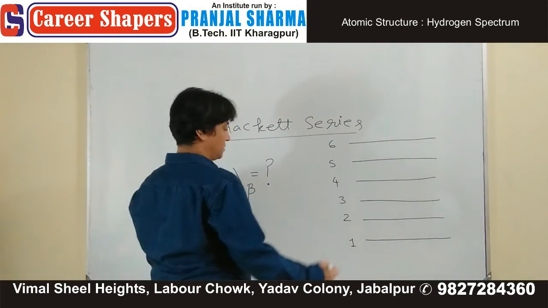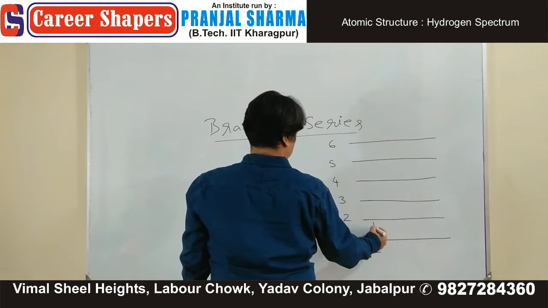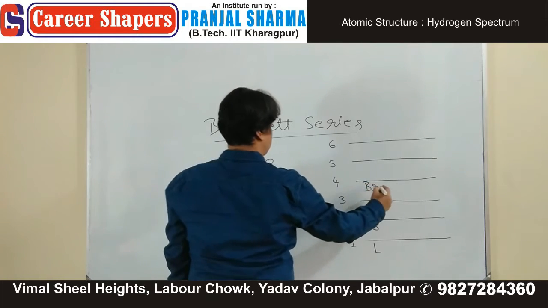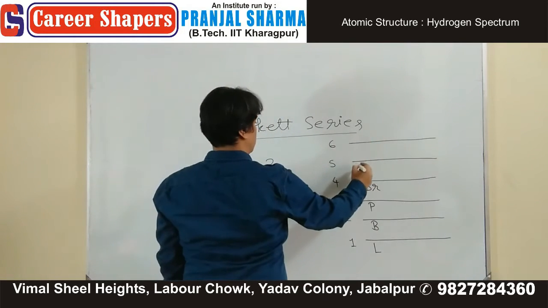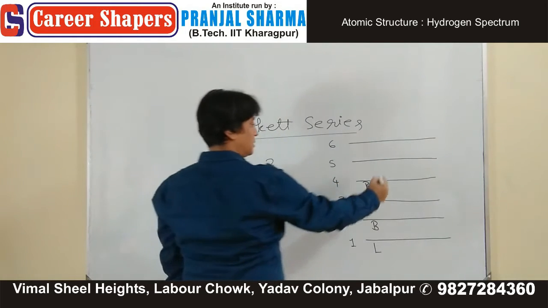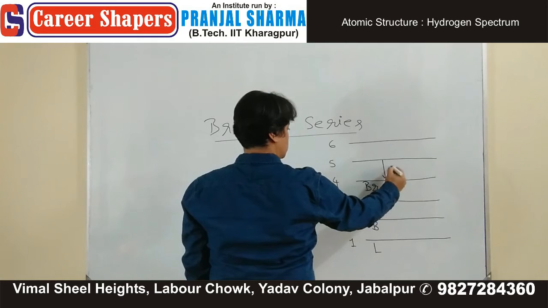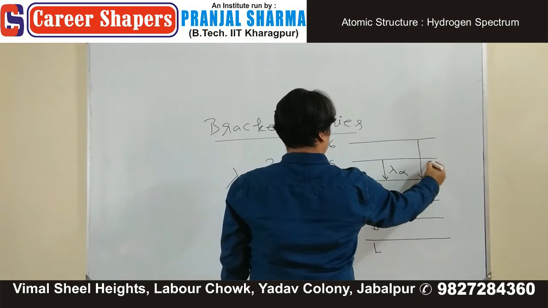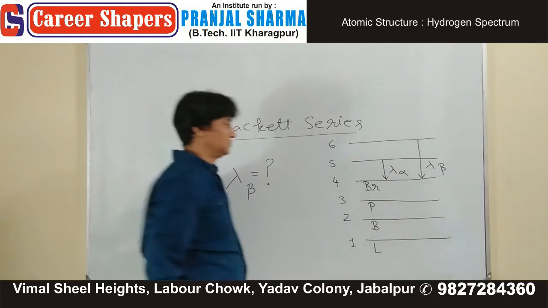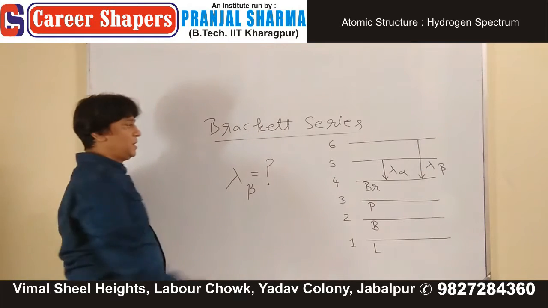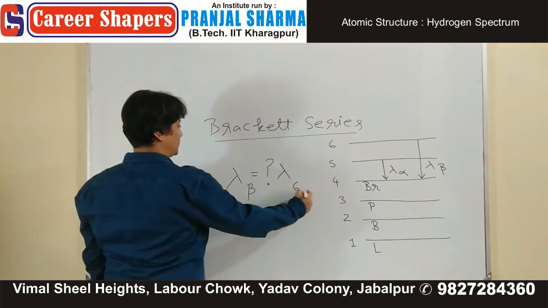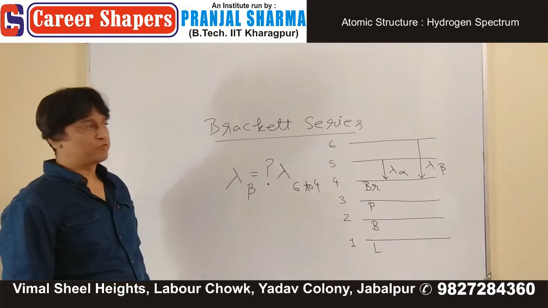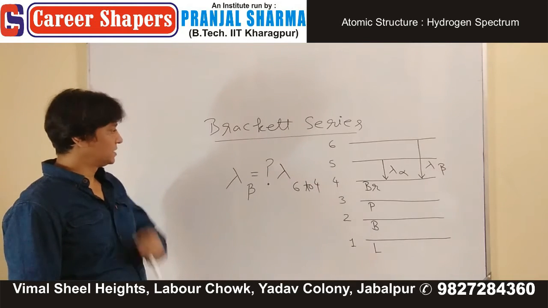Lyman, Balmer, Paschen, Brackett. This is lambda alpha. This is lambda beta. So lambda beta means the jump is from 6 to 4. This is the second spectral line for Brackett series.